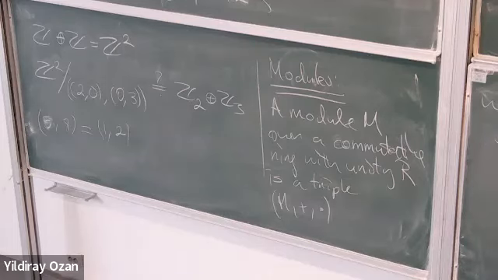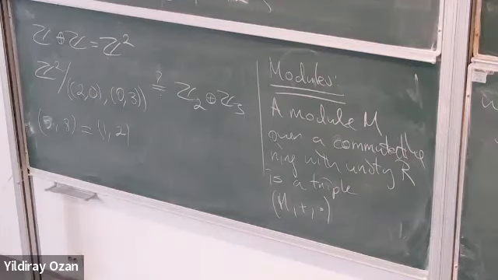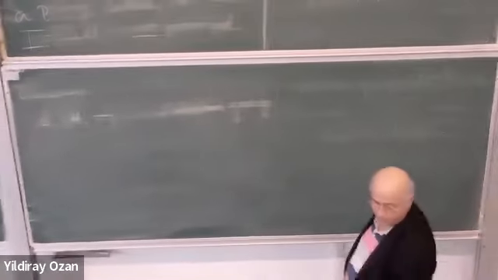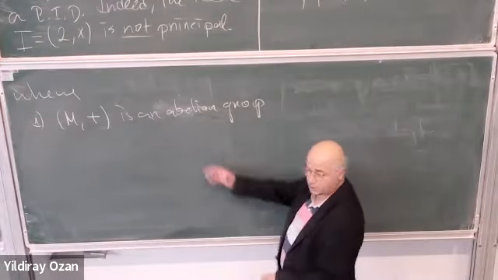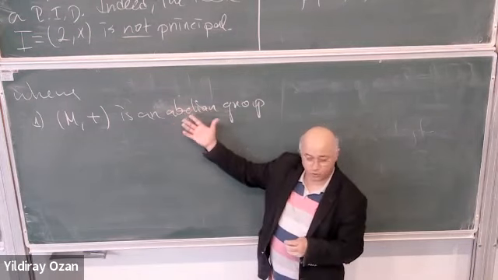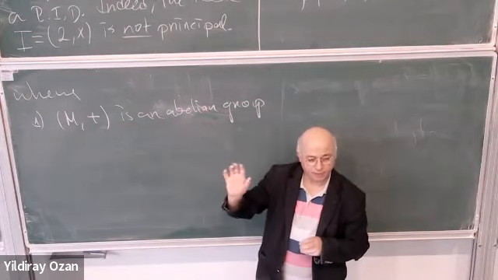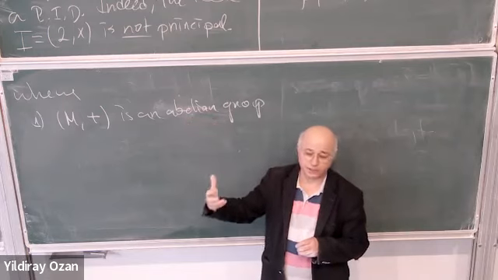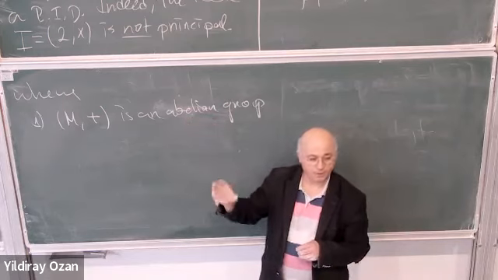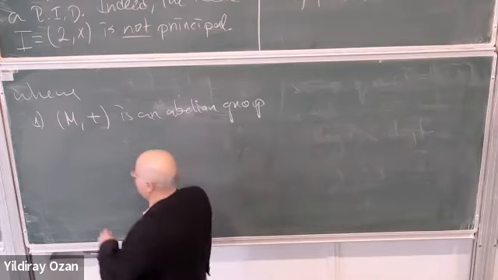And with the plus operation, M is an abelian group. The same assumption we had for vector spaces, right? Vector space with respect to the addition operation is an abelian group. You have addition, zero element, and so on.